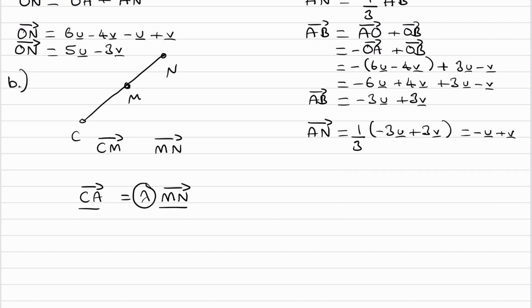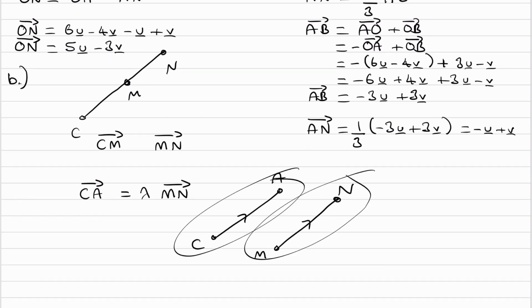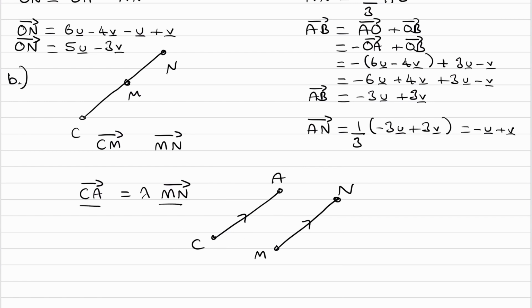That means that CA and MN are parallel to one another because they are a scalar multiple of each other. But that doesn't mean that these 4 points are all on the same straight line. We could have a scenario where this represents the vector that takes us from point C to A, and then this represents the vector that takes us from M to N. We can see from the diagram that the two vectors are parallel, but because they don't share a point in common, they wouldn't necessarily be on the same straight line. If this A were instead M, then this section here would have to be over here.